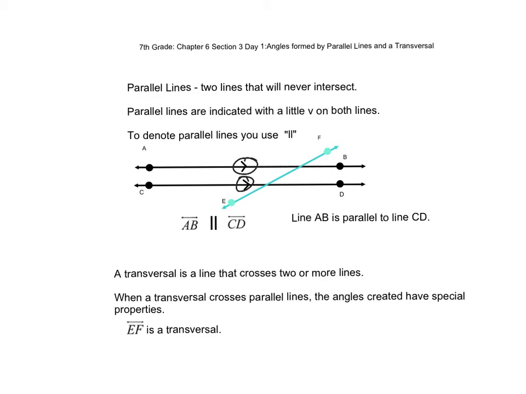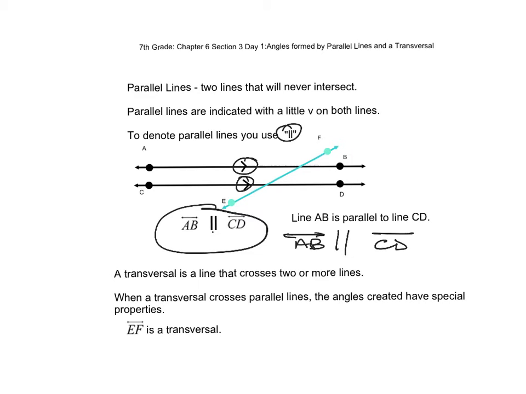When you write parallel lines, you use this symbol. So this means line AB is parallel to line CD. Notice how you write a line. Usually I'm lazy and I just put the line segment, but technically you should put the arrows on either end. So that means line AB is parallel to line CD.